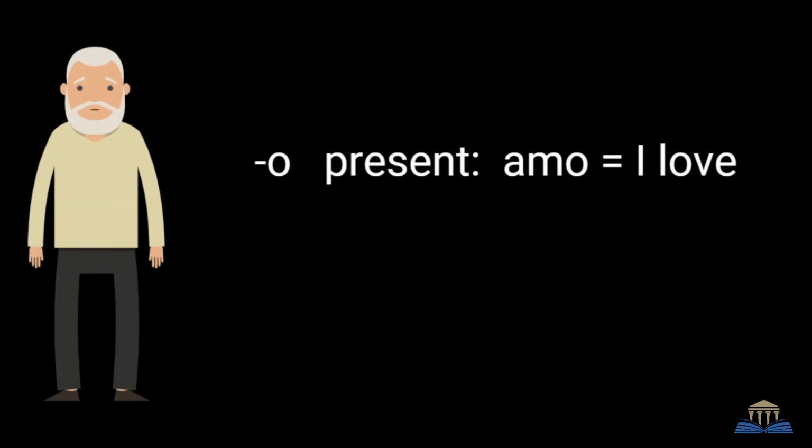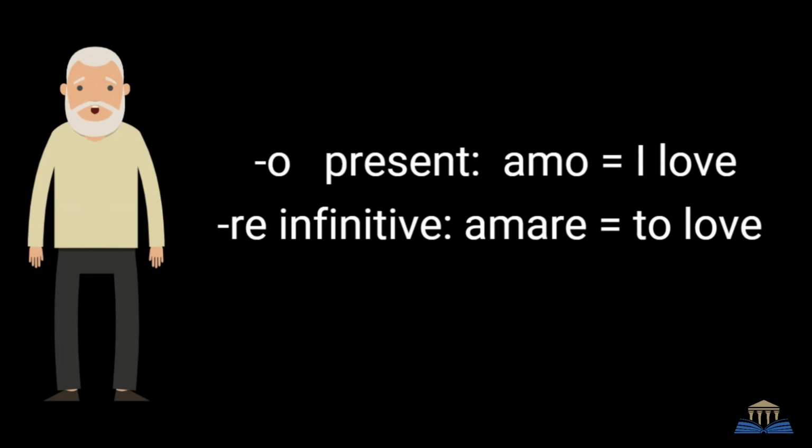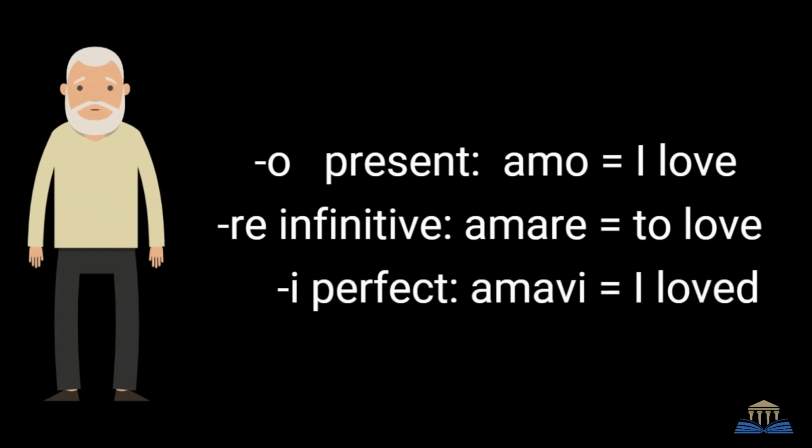For example, amo, I love. The second principal part usually ends in re. This is the infinitive or to word. For example, amare, to love. The third principal part ends in the letter I and is the first person singular of the perfect tense. For example, amavi, I loved.